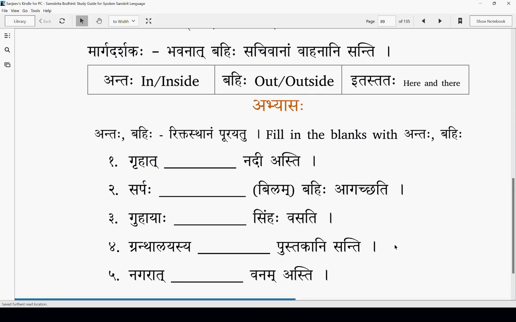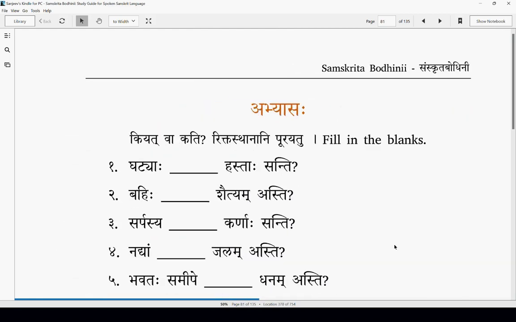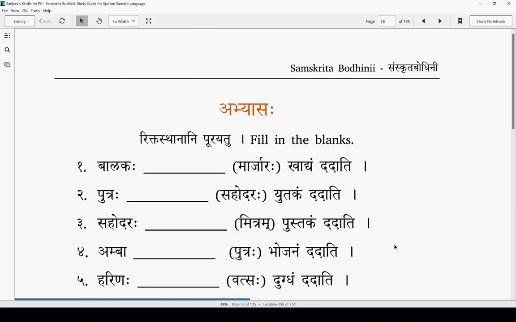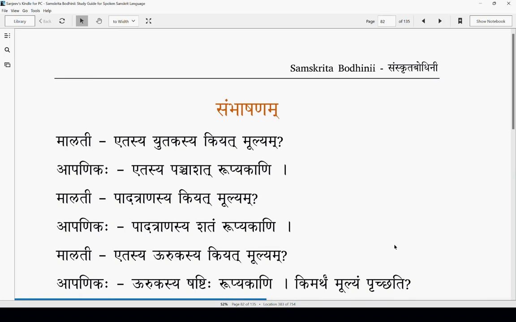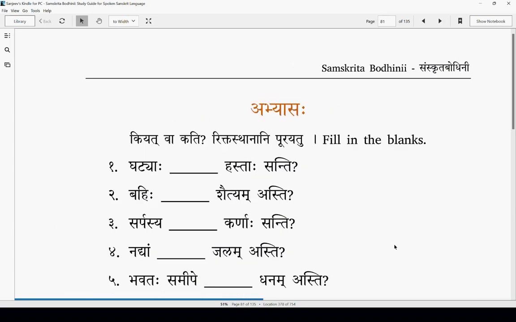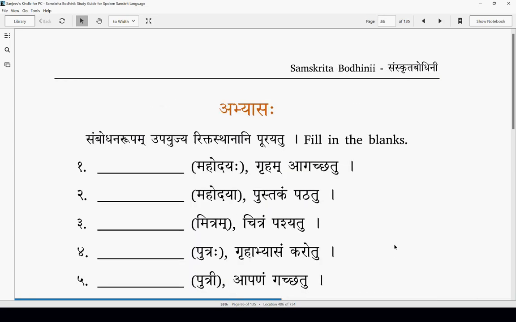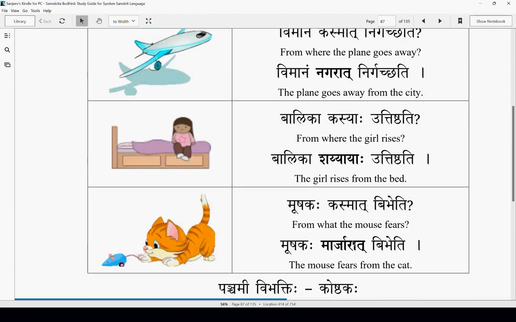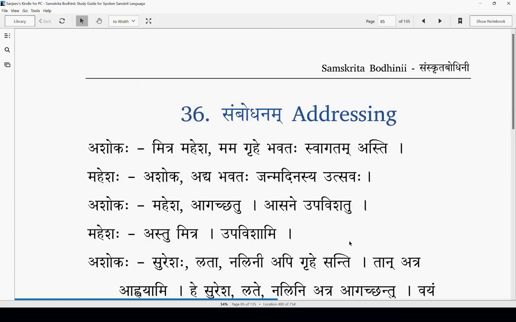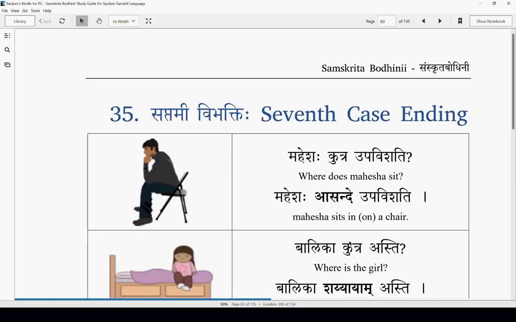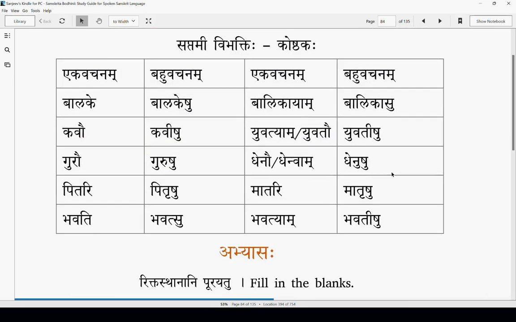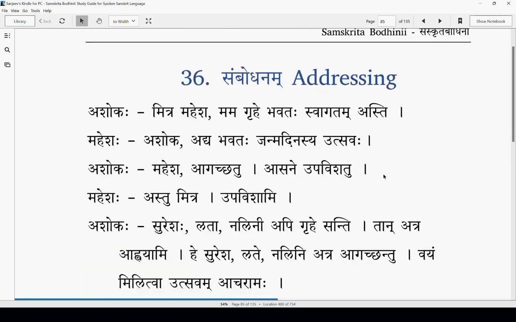So what is today's new topic? So we'll go back. Let's go backwards. So we talked about Saptami, Sambodhanam. And Panchami we have. Panchami related we did Antaha Bahihi. And then Saptami. There is nothing here.